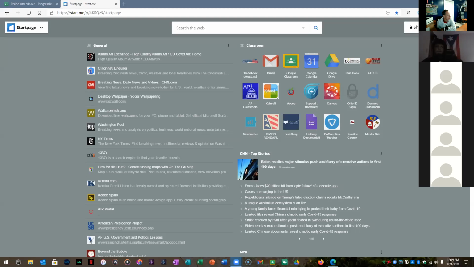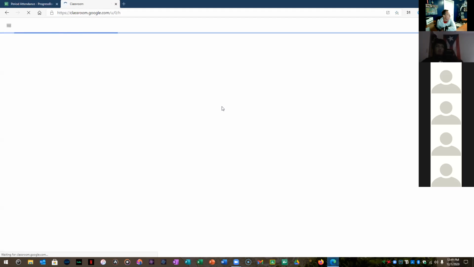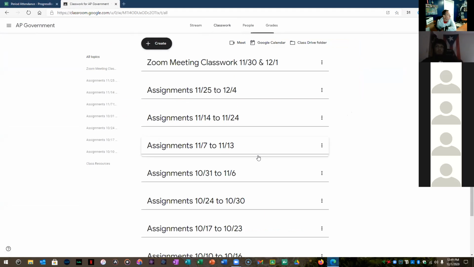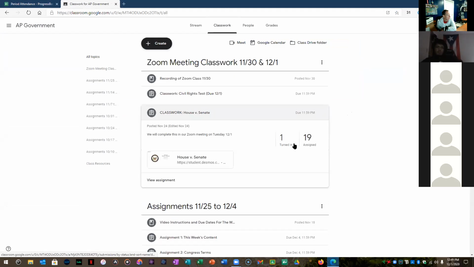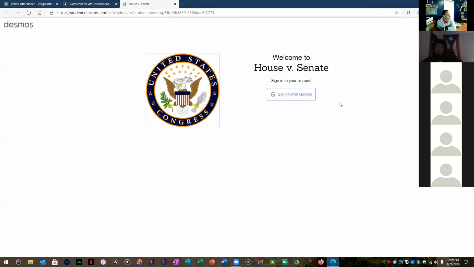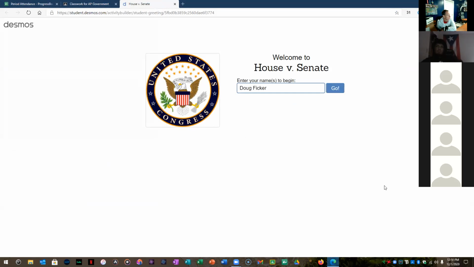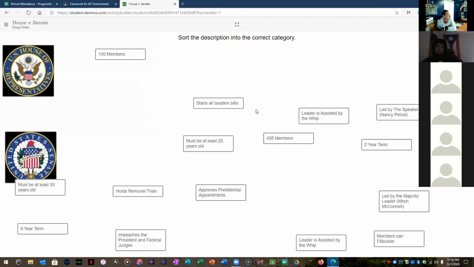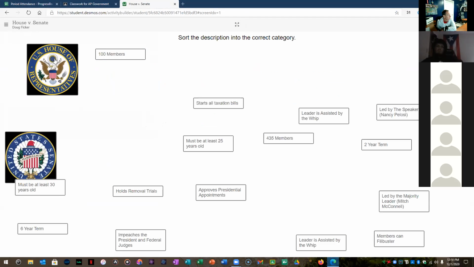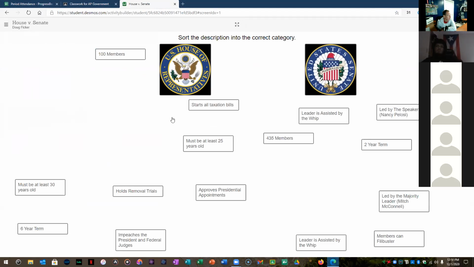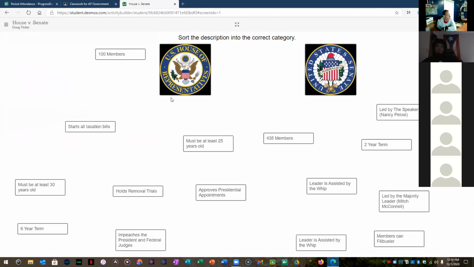I think some of you have done that already. So you'll go to Desmos. There's a link to it on Classroom. And it's basically a card sort. So what you're going to do is, it is House versus Senate. And it takes you right to this Desmos activity. Sign in with your Northwest account. Okay, and make sure your name pops up. And there's two categories, House and the Senate. Okay, and you're going to take all the rest of these and put it under the correct part of Congress.